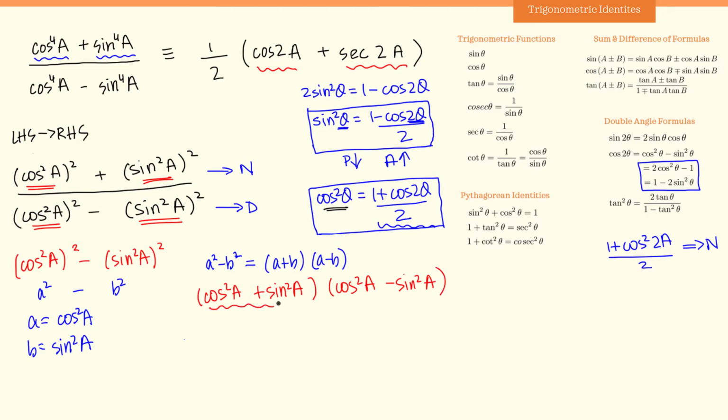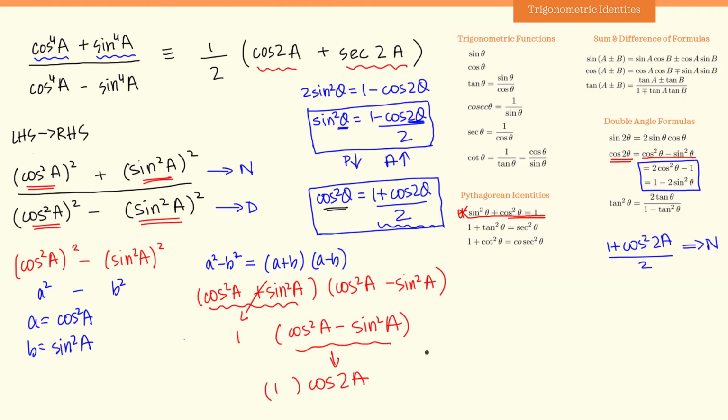Cosine square a plus sine square a, if I look at my first Pythagorean identity, sine square theta plus cosine square theta equals 1. So this whole goes to 1, and this is cosine square a minus sine square a. For this I look at this formula, cosine square theta minus sine square theta is equal to cosine 2 theta. So this would be equal to cosine of 2a, and cosine of 2a times 1 is just cosine of 2a. So this is the simplification of my denominator. This was my denominator, and I simplified it into cosine of 2a.